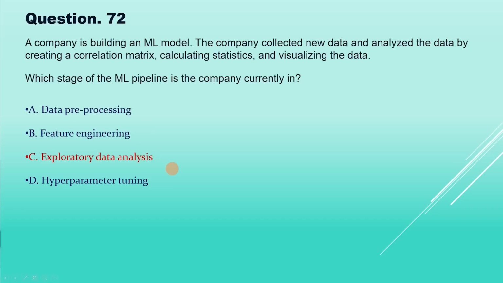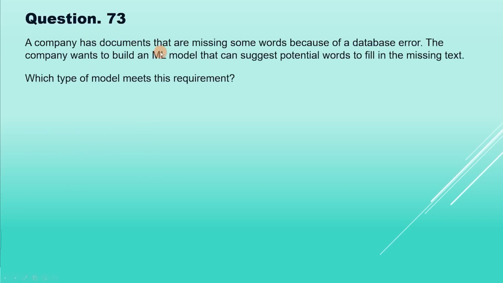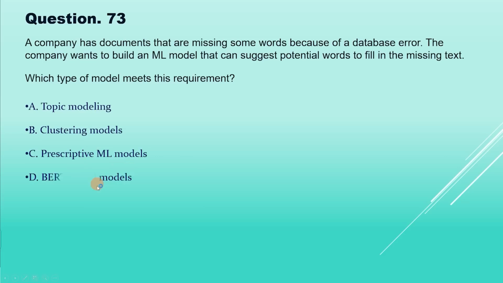Now question number 73. A company has documents that are missing some words because of a database error. The company wants to build an ML model that can suggest potential words to fill the missing text. Which type of model meets these requirements? Here are the options: option A, topic modeling; option B, clustering models; option C, prescriptive ML models; option D, BERT-based model.